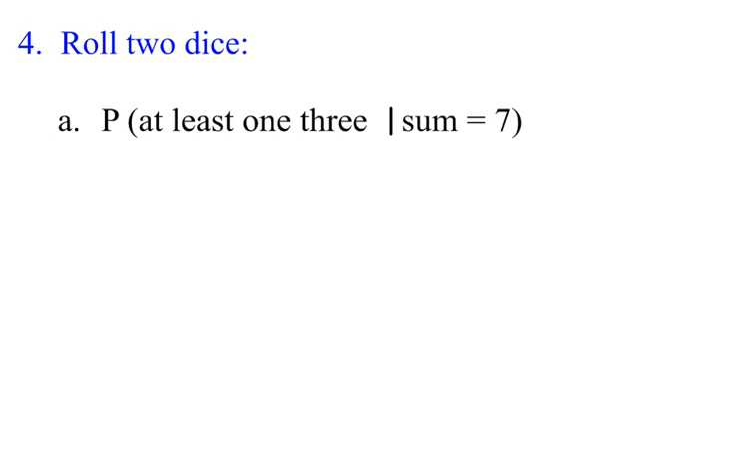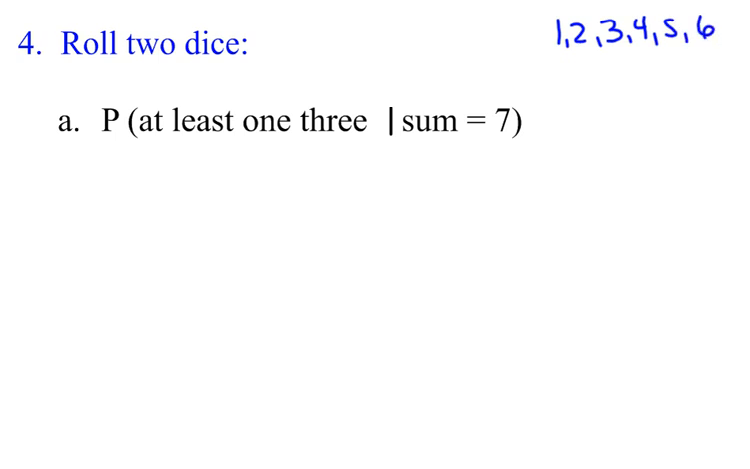Last few here then, it says you roll 2 dice. What's the probability that at least 1 is a 3, given that the sum is 7? So we're going to have to come up with all the ways that we could get a sum of 7 rolling 2 dice. We don't have a 0 with dice, right? Here's the numbers we have.